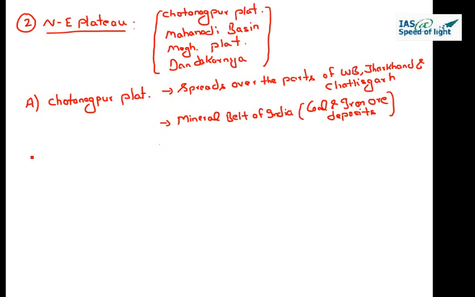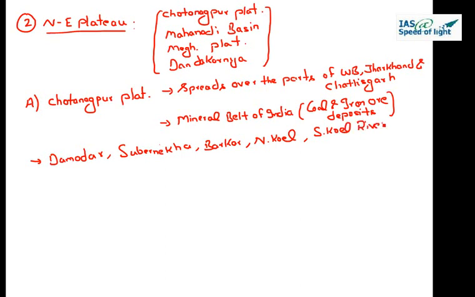There are certain rivers which flow through Chota Nagpur Plateau. The first one is the Damodar River, Subarnarekha, Barakar, North Koel River and South Koel River. Now North Koel is a tributary of Son, which is the tributary of Ganga. We saw that in the mnemonics, the Son Papdi, the whole Gangaram hospital. And the South Koel River is a tributary of Brahmani.